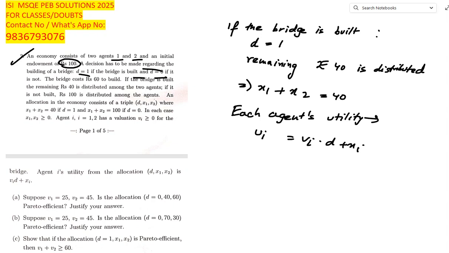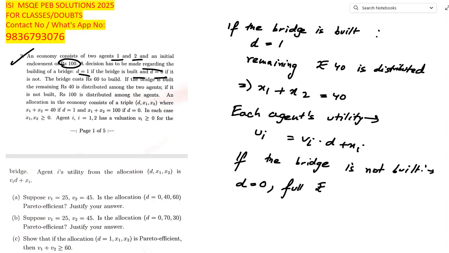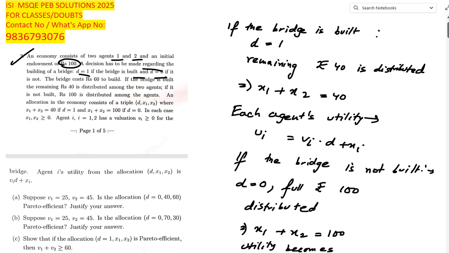But suppose the bridge is not built. Then D is equal to 0, so the full rupees 100 is distributed, that is x1 plus x2 is 100. So what is the utility? Utility becomes equal to xi.